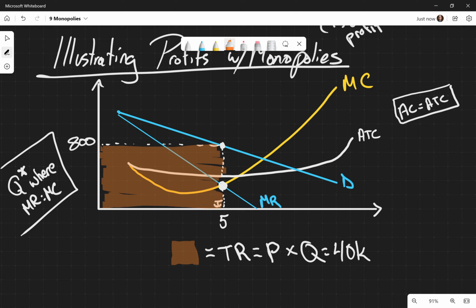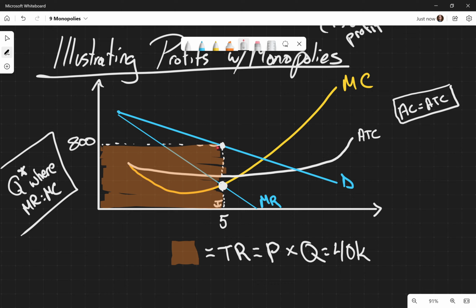Does that make sense to everyone? Because total revenue is equal to price times quantity. We're literally just making a rectangle with the price and with the quantity, with that price, with that quantity. And that's creating a square, the area of which is equal to our total revenue, 40K.